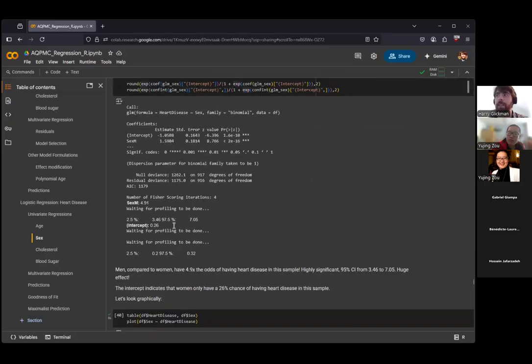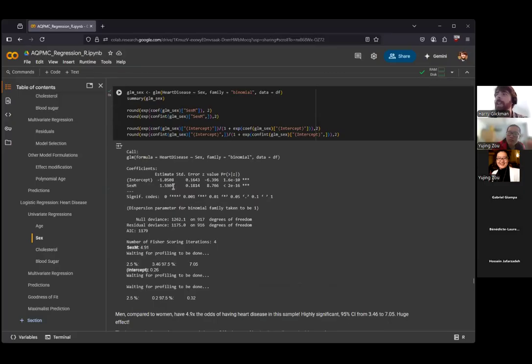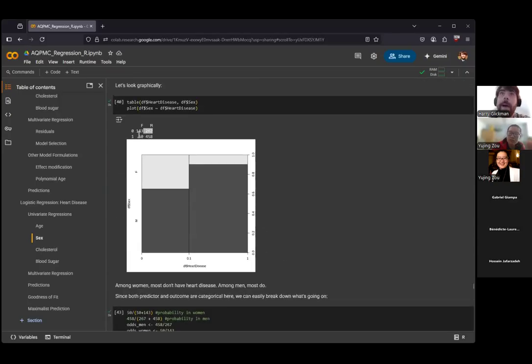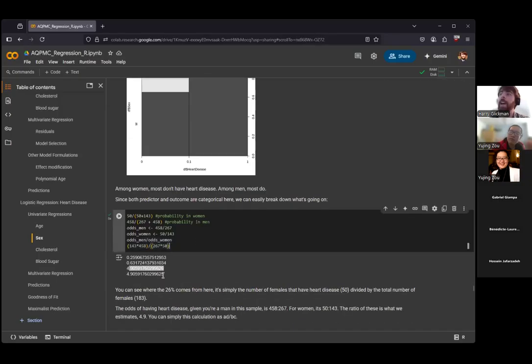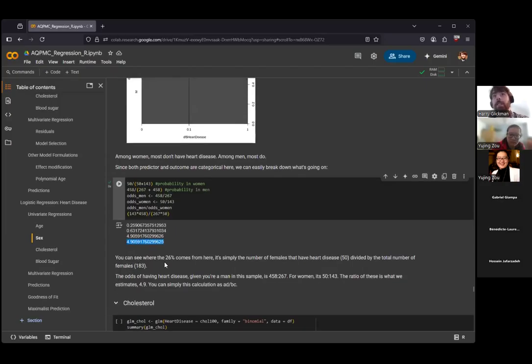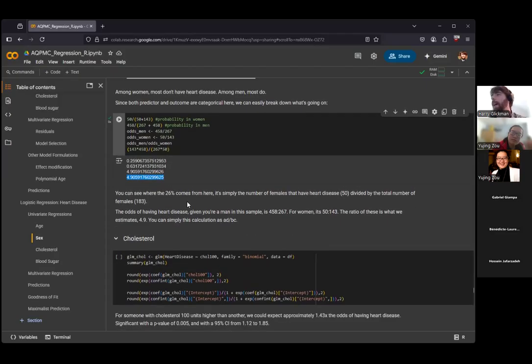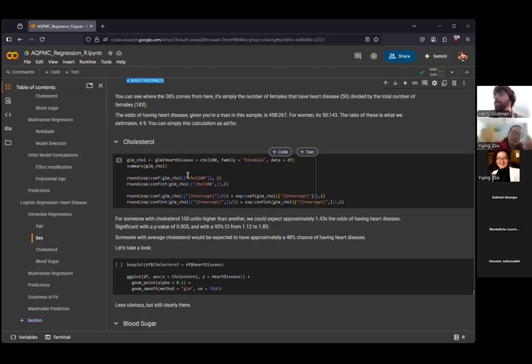So this model just did that for us. It told us that being a man compared to women is 4.9 times the odds of having heart disease, which we could have done manually just by looking at this table and calculating the odds of men and the odds of women and seeing what the odds ratio was. So in logistic regression, where you have one variable and your outcome is binary and your variable is binary, you can just make this 2x2 table and do it yourself. So I think this is a good way to understand what's going on here as it gets more complicated.